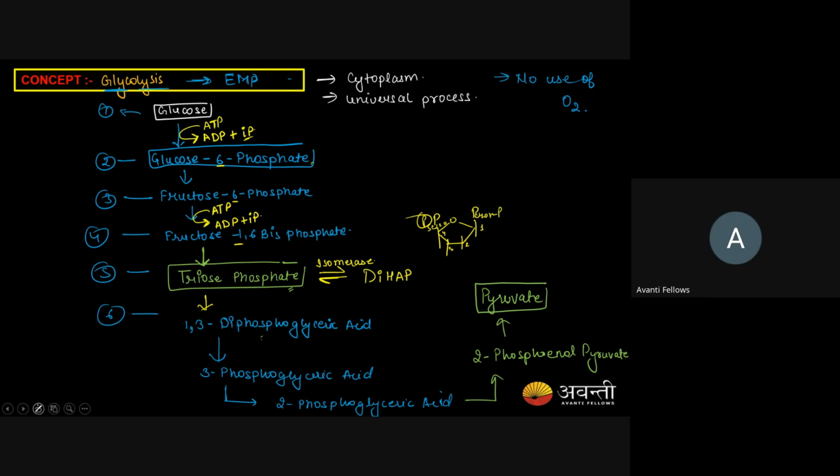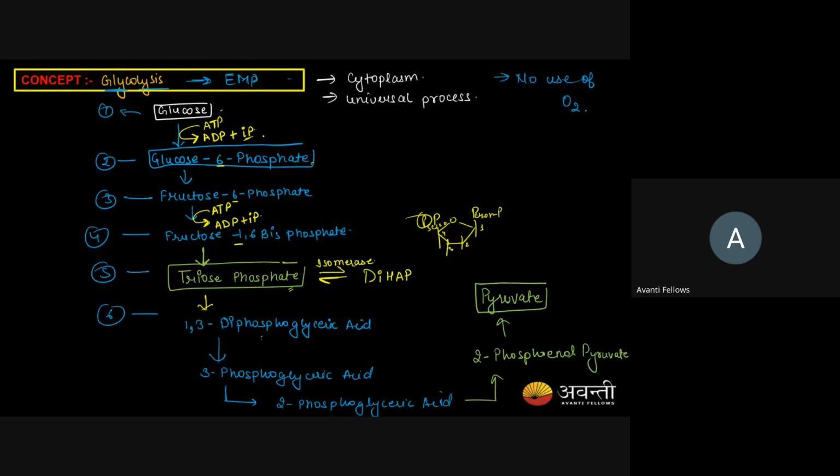Okay. So we'll try to remember this table. Firstly, start with glucose. So in the first step, what have we done? We are adding a phosphate group at the 6 position of glucose. Before adding a phosphate group, we need to break down an ATP. So we have converted glucose into glucose 6-phosphate.